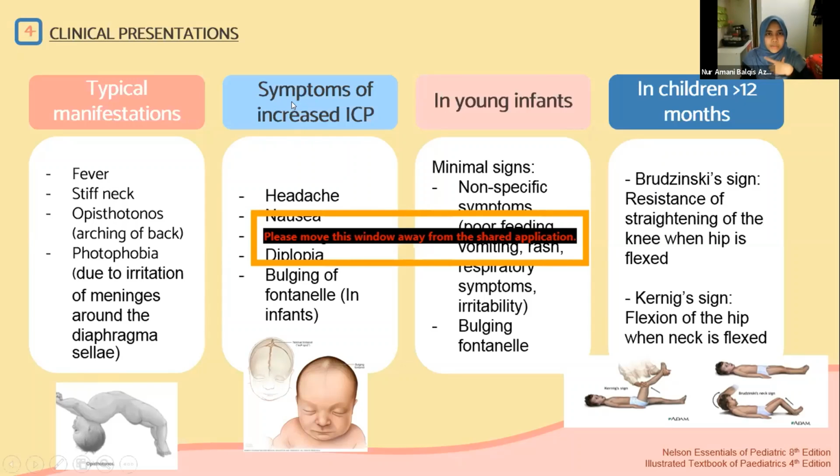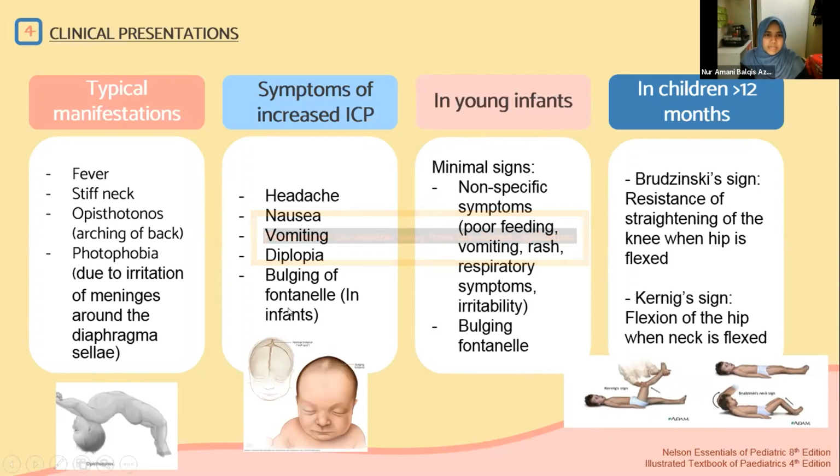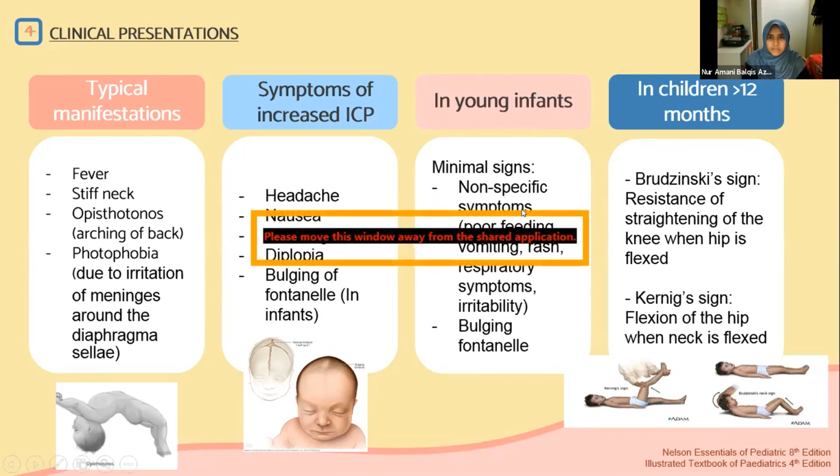They also show symptoms of increased intracranial pressure, such as headache, nausea, vomiting, diplopia, and also bulging of the fontanelle in infants, because their fontanelle is not yet closed. In young infants, it is actually hard to diagnose them because they show non-specific symptoms. They cannot tell us that they have headache or stiff neck. Among the symptoms that we need to recognize are poor feeding, vomiting, rash, respiratory symptoms, and irritability.